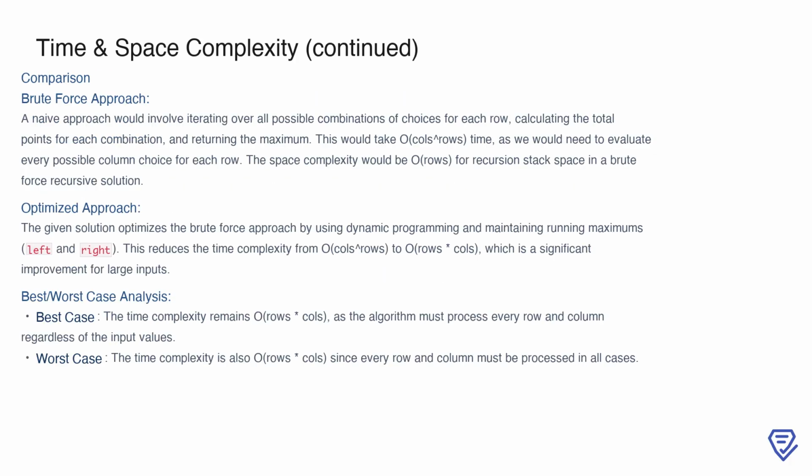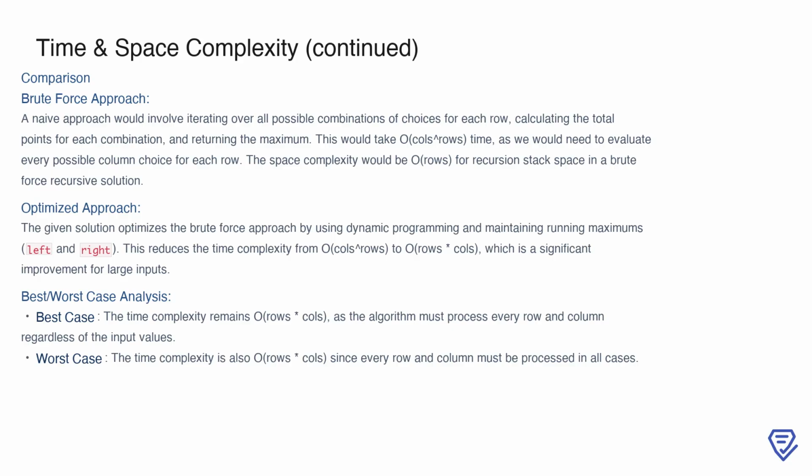Now let's compare this optimized solution to a brute force approach. In a naive solution, we would iterate over all possible combinations of column choices for each row. This would require evaluating every possible column pairing for all rows, which results in an exponential time complexity of O(cols^rows). Additionally, a recursive brute force solution would require O(rows) space for the recursion stack. However, the given dynamic programming solution significantly improves upon this by reducing the time complexity to rows * cols.